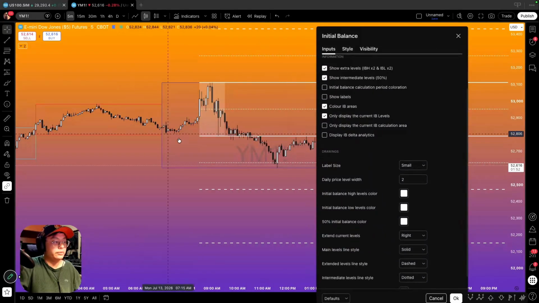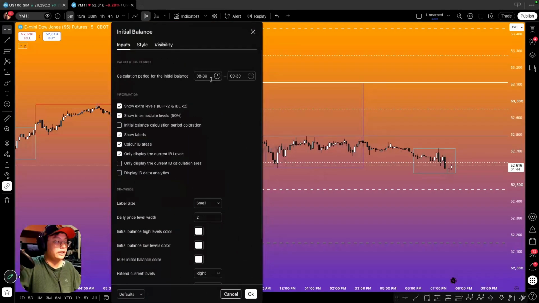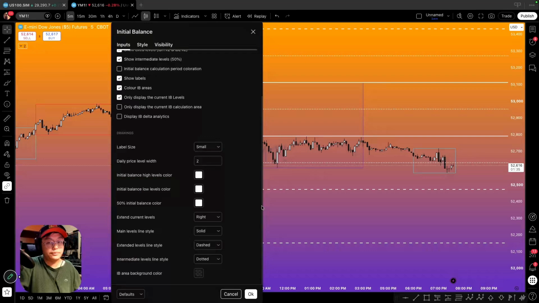I don't usually show labels, but I'm going to show labels for you guys so you can visualize it. But yeah, these are my settings. I like it white to keep it clean. You guys probably could do black if you have a white background, or whatever colorway you want.